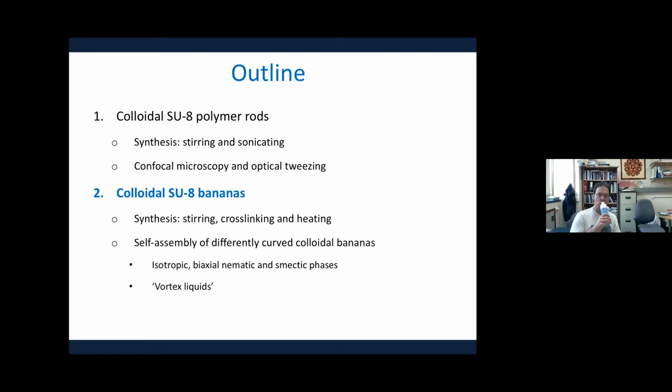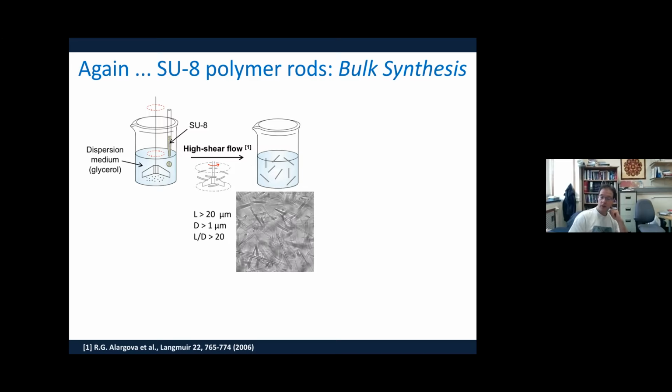So first I'll show you how we made them, and then I'll show you what they do, which are these two bullet points here. So how do we make them? Again, we start just like we started with Brownian SU8 rods. We start with the Alagova protocol. We take glycerol, put SU8 in there, stir like hell, and end up with these non-Brownian long SU8 rods.